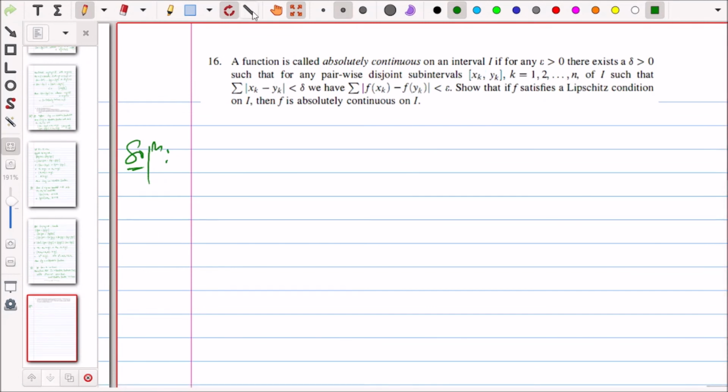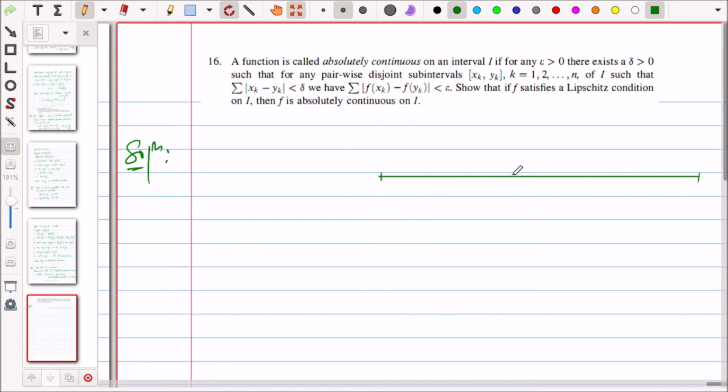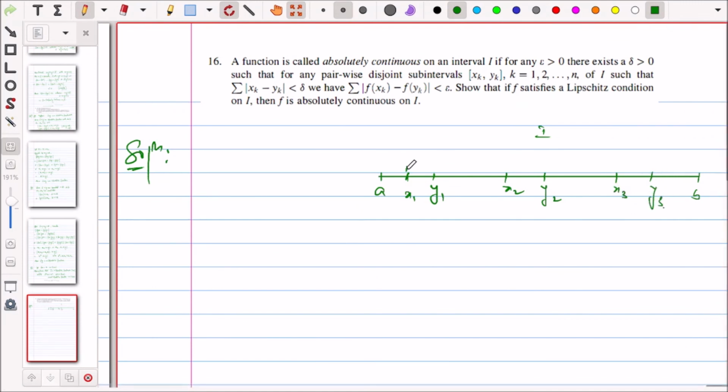So for example, if this is our I, suppose this is AB. This is our I. I can take x1 y1, and I can take another interval x2 y2, and I can take another interval x3 y3, such that the sum of their distances, these three distances, if I add them, it is less than delta. Then their corresponding images, their distance will be less than epsilon.